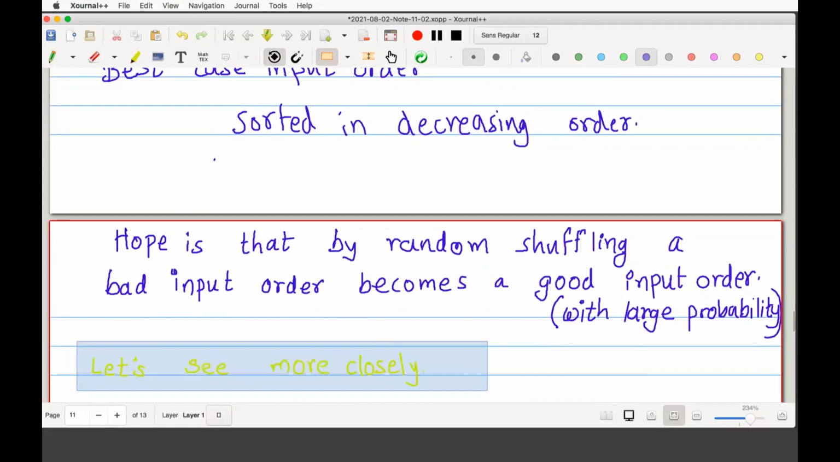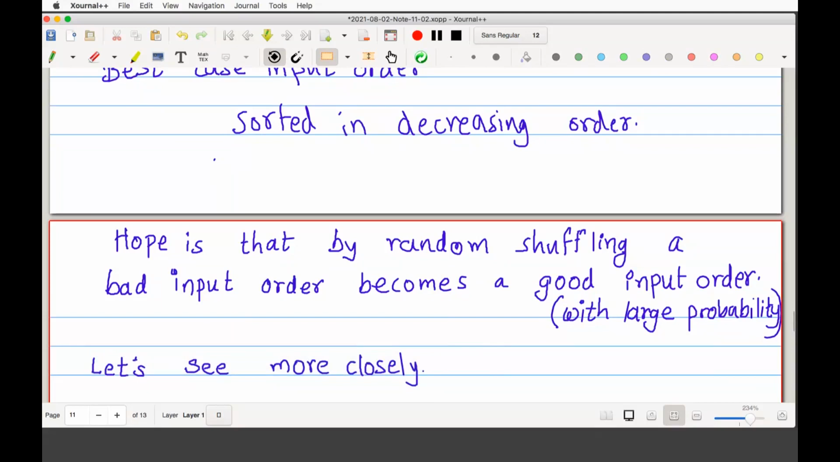This randomly shuffled sequence means every input order will have equal probability of occurring, right? Or are we assuming that the good input order will occur with a large probability? Right, so the comment was that when we randomly shuffle, every input order will be equally likely. Yeah, that is correct. So how do we know that good input orders come with large probability?